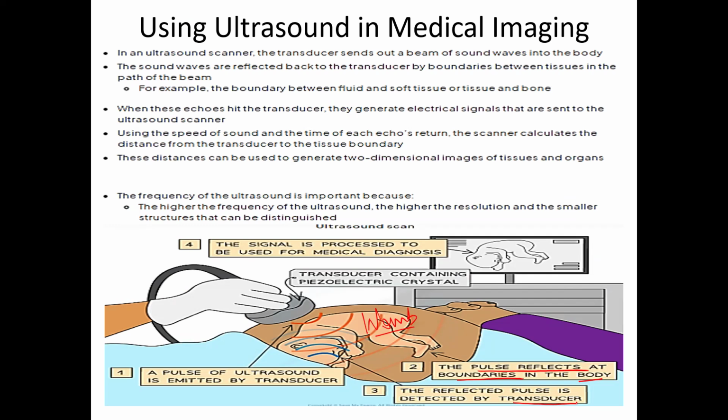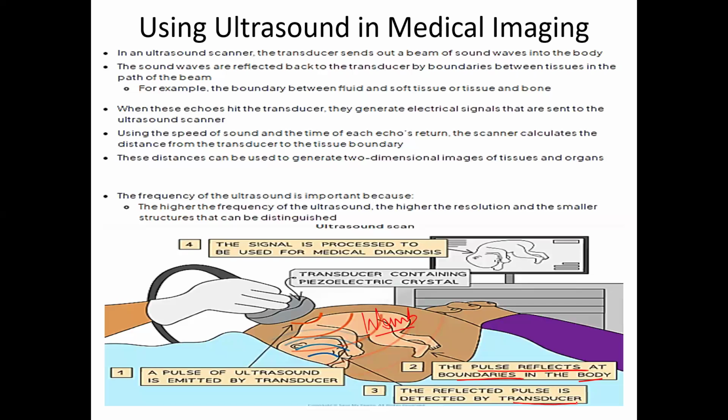So I must read what is written here. In an ultrasound scanner, the transducer sends out a beam of sound waves into the body. The sound waves are reflected back to the transducer by boundaries between tissues in the path. When these echoes hit the transducer, they generate electrical signals that are sent to the ultrasound scanner. Using the speed of sound and the time of each echo return, the scanner calculates the distance from the transducer to the tissue boundary. These distances can be used to generate two-dimensional images of tissues and organs.